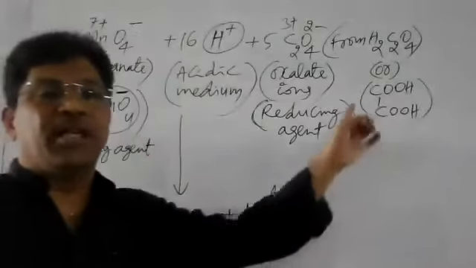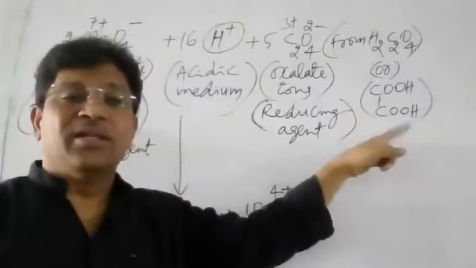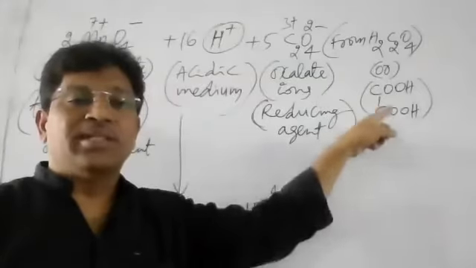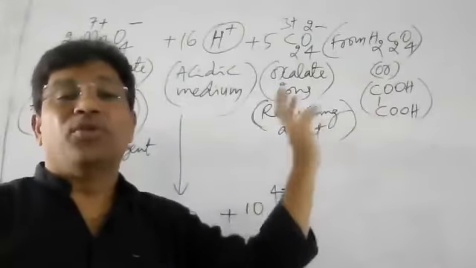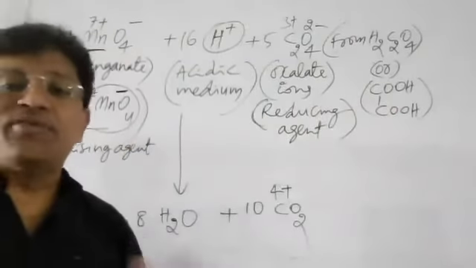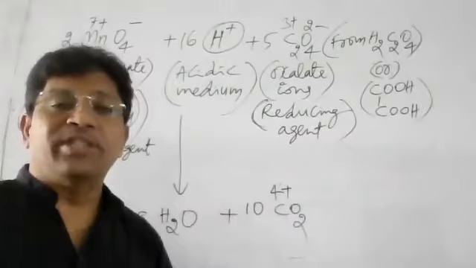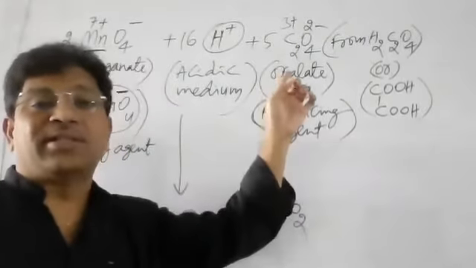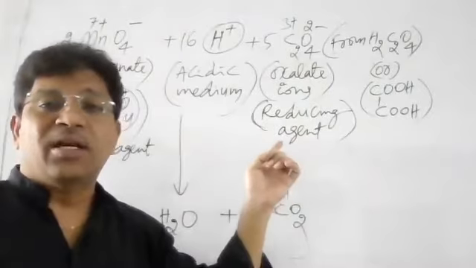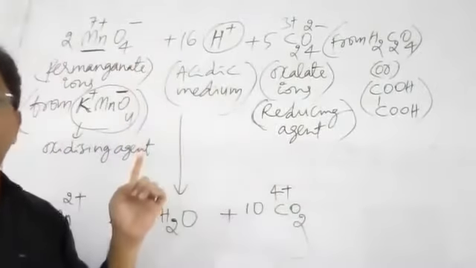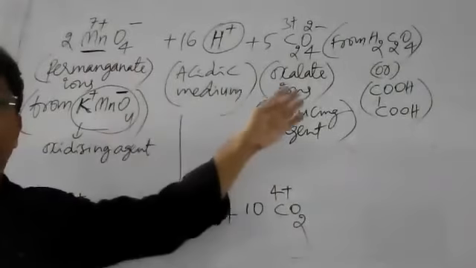COOH taken twice, we can write. Otherwise, H2C2O4. H2C2O4 is the formula of what? Oxalic acid. From oxalic acid, which anions do we get? Oxalate ions. These oxalate ions act as reducing agents. And MnO4 minus acts as the oxidizing agent.